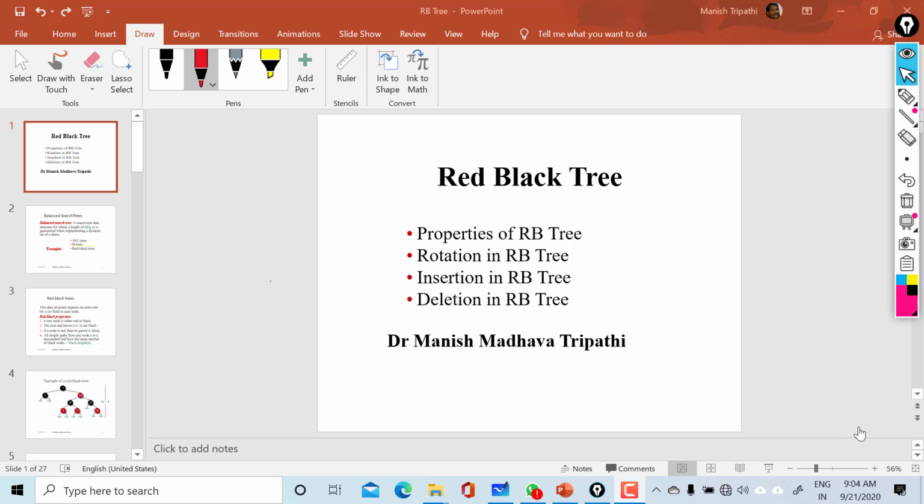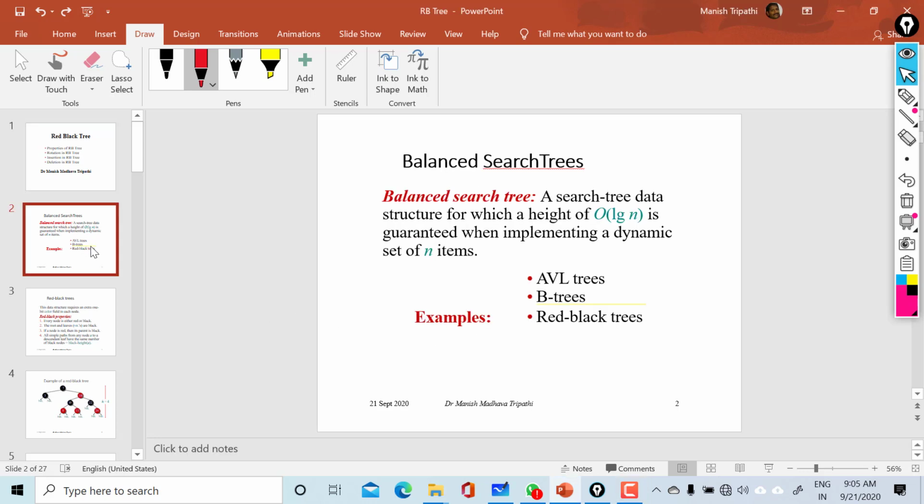Now we are going to discuss this in a broad manner. As we can see on this slide, this is the area of discussion in this lecture. A balanced search tree has order of log n in the best case, and examples are the AVL tree, B tree and red-black tree, as I already discussed.